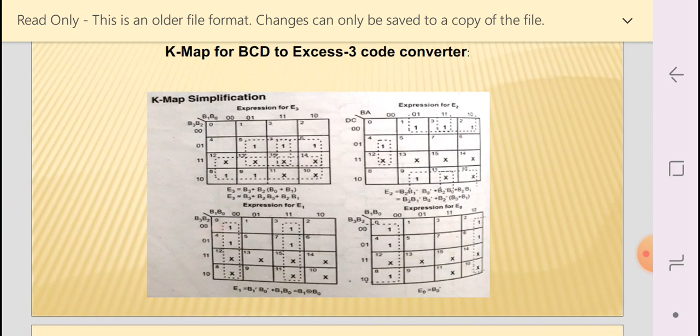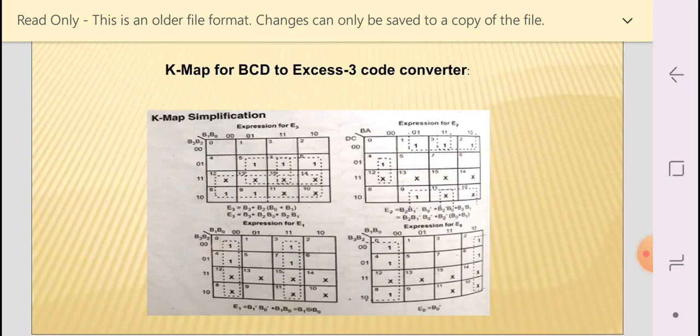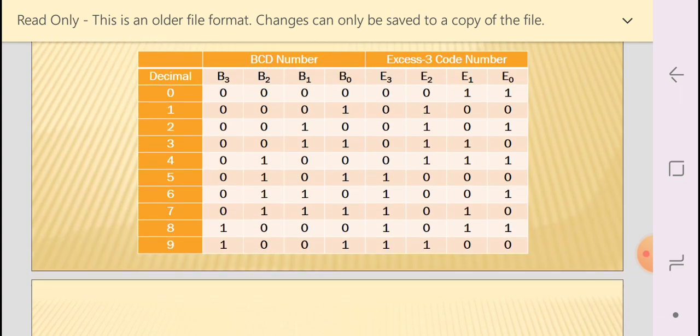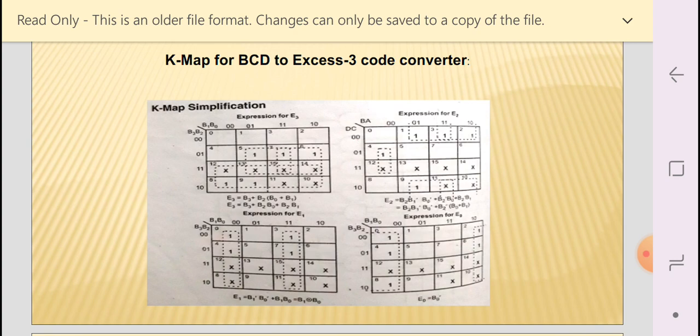Now look at this K-map. I think all of you know about the K-map. That is the fundamental thing of digital electronics. You should know about the K-map, otherwise you cannot simplify the logical expressions. So you have to find out the K-map for E3, E2, E1, E0, right? And the inputs are B3, B2, B1, B0. Okay. Look very carefully, this is the K-map for the BCD to XS3 code converter, right?